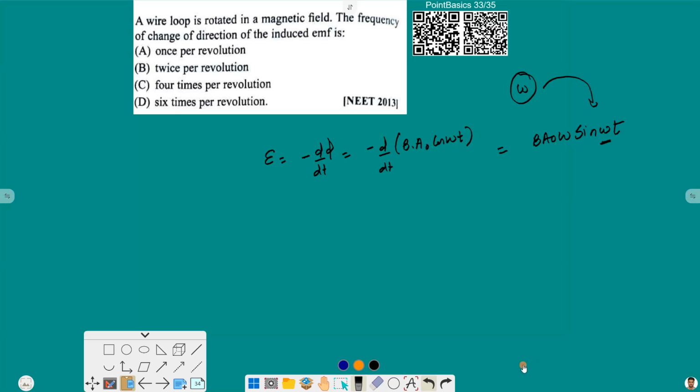So we can say the frequency will be the same, and for the frequency of change in direction of the induced EMF, it is not clear how many rotations there are. So we suppose we have one rotation per second. In this one rotation, sine omega t will vary from +1 to -1, meaning current will change its direction twice. So according to one rotation, the answer will be twice per rotation. Now let's move to the next one.